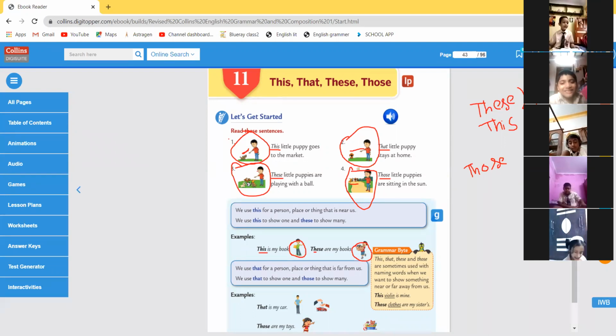Near to us. Cannot write here near to, so near to us. So here I cannot type any, right? Near and far from us.